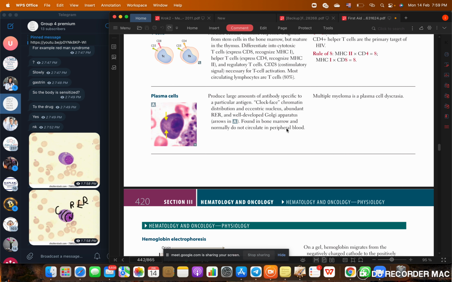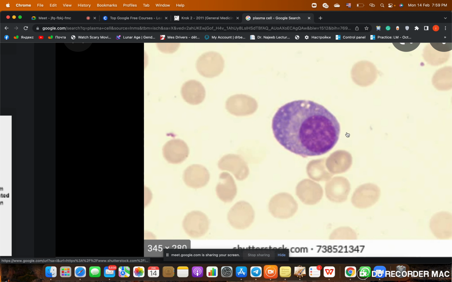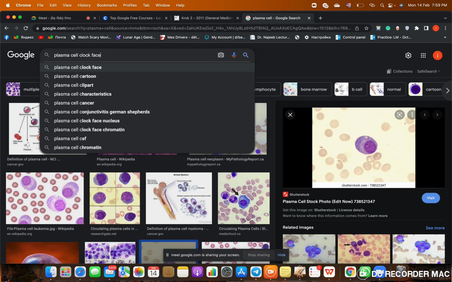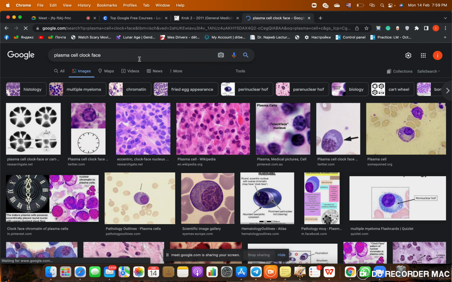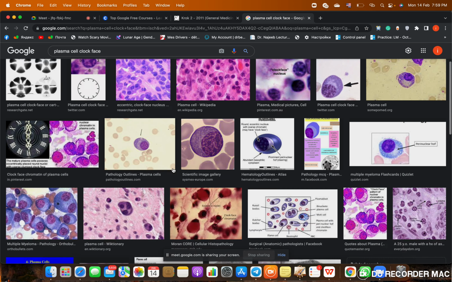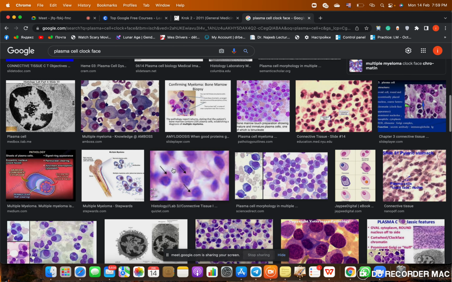Multiple myeloma is the plasma cell dyscrasia in which we have a hyperproliferation of the plasma cells inside of the body. What about this clock-face chromatin thing? Well, if you take a look inside of the nucleus, you can see whitish dots. See, 1, 2, 3, 4, 5, 6. They say that it looks like a clock. It takes a little bit of time for it to become second nature, so that you can recognize it easily. But yes, it does exist.